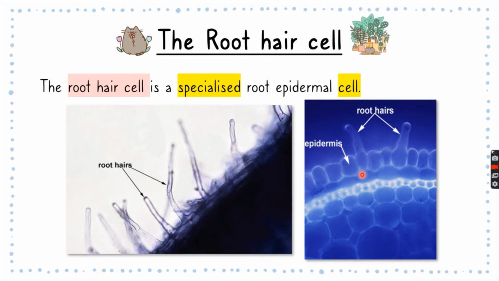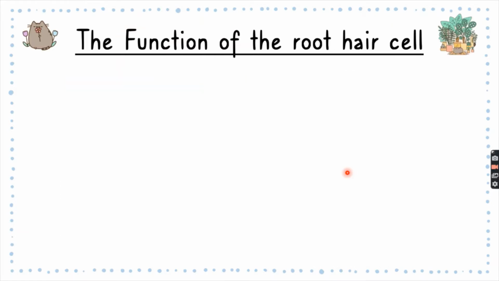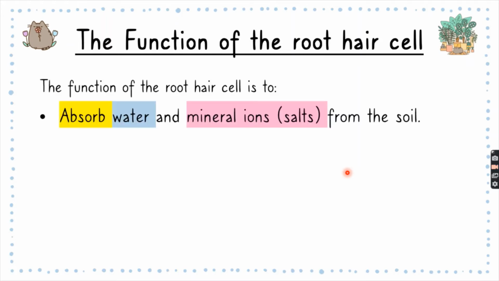So these are the normal epidermis cells, and they are kind of like roundish, small, and you have the root hair, which actually has that protrusion right there, going out. So that is why we call them a specialized cell, because they are different from some of the other cells. What is the function of the root hair cell that makes them so special? So why they gained that very special look is because their main function is to absorb water and mineral ions, aka mineral salts, from the soil.